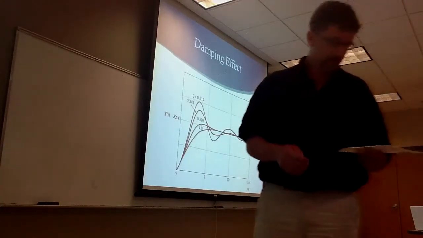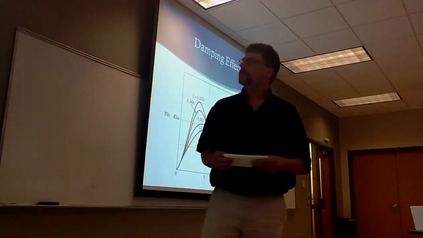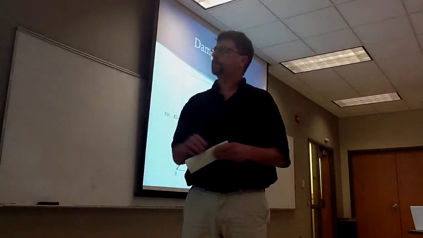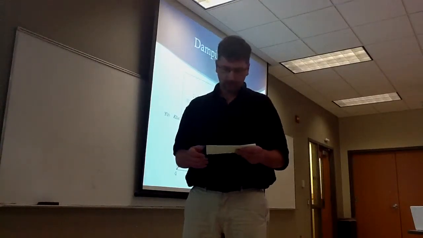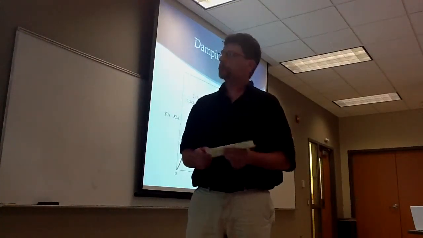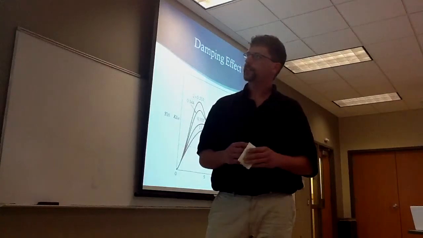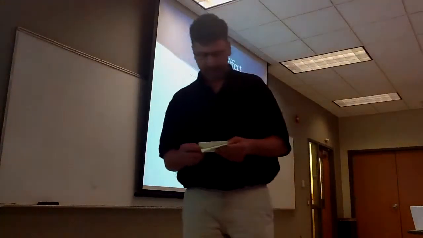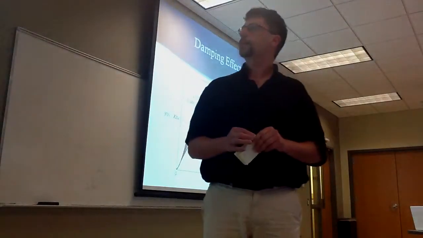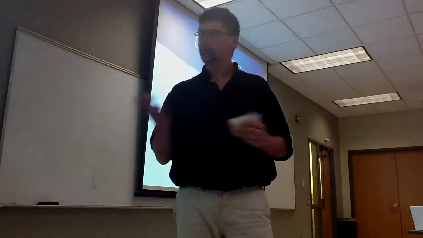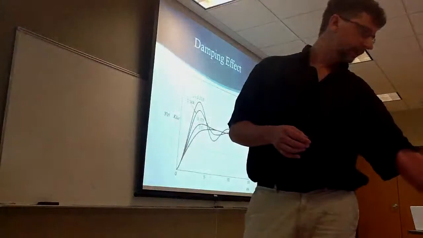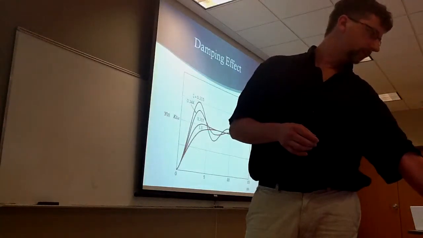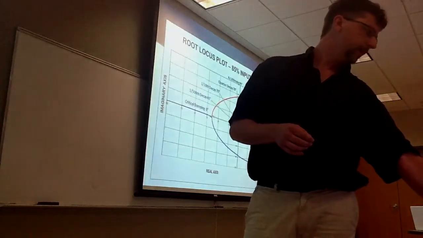The damping effect, this is the graph showing the decay ratio. The ratio between the first and second peaks gives us the decay ratio, and we can adjust this by adjusting the K to conform to the output that our customer wants, if they want higher or lower overshoot there.